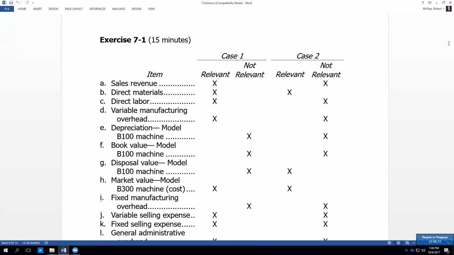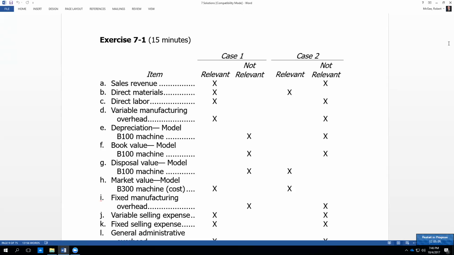Part F, book value. Isn't book value just the kind of sunk cost? Past cost, right? Sunk cost, past cost, irrelevant cost. Those all mean the same thing in chapter 7. Past cost, sunk cost, irrelevant cost.